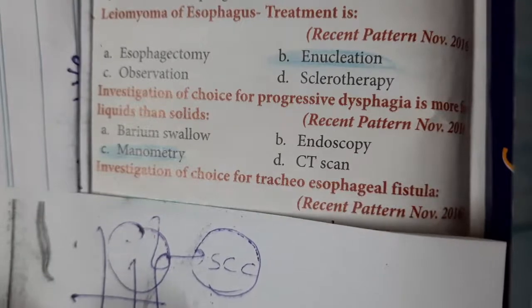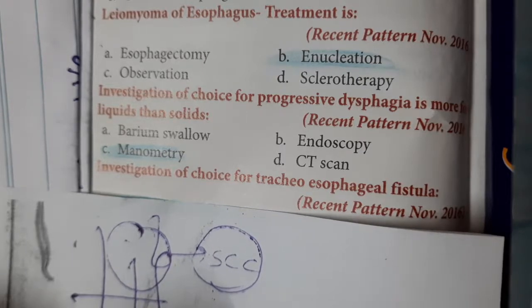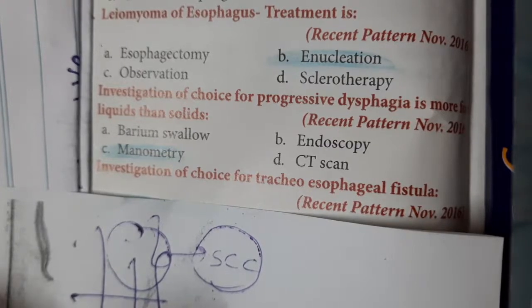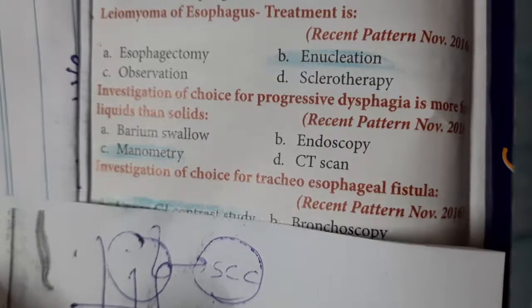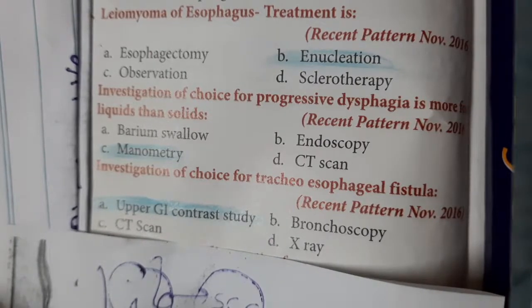Then the next question: investigation of choice for tracheoesophageal fistula. A tracheoesophageal fistula is a connection between the trachea and esophagus. Here we should know the site and the type of the fistula. For this we have to do a barium swallow or any contrast study. So the investigation of choice for tracheoesophageal fistula is upper GI contrast study.